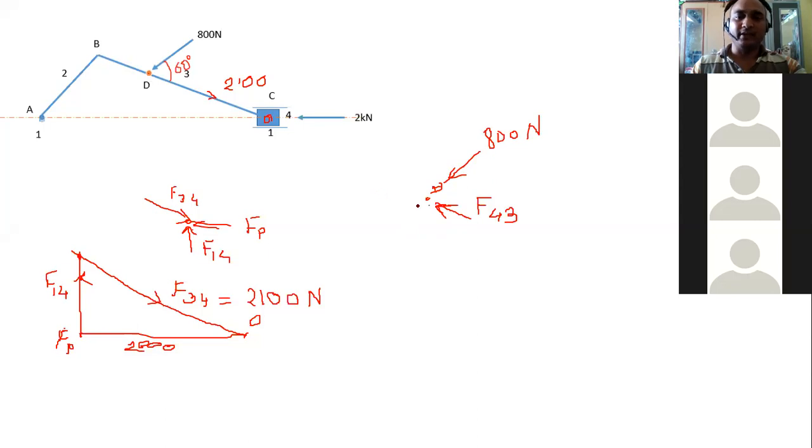So now we have to find out the direction of this force, because of this 800 Newton, the direction of F23 will be altered. I already mentioned this direction will be altered, and that we have to find out. This is important in such problems.